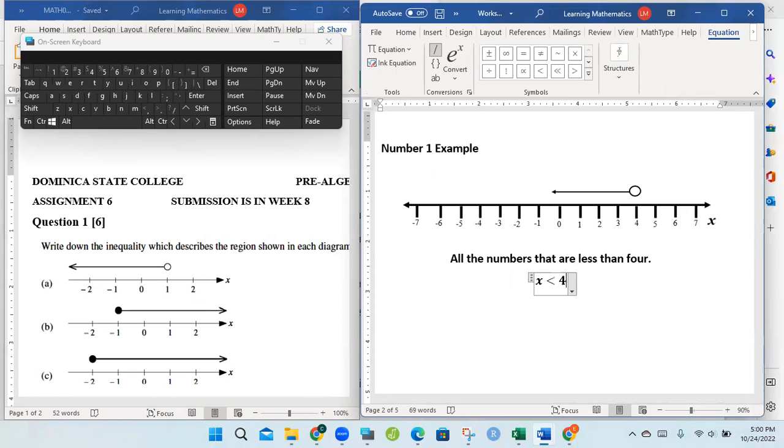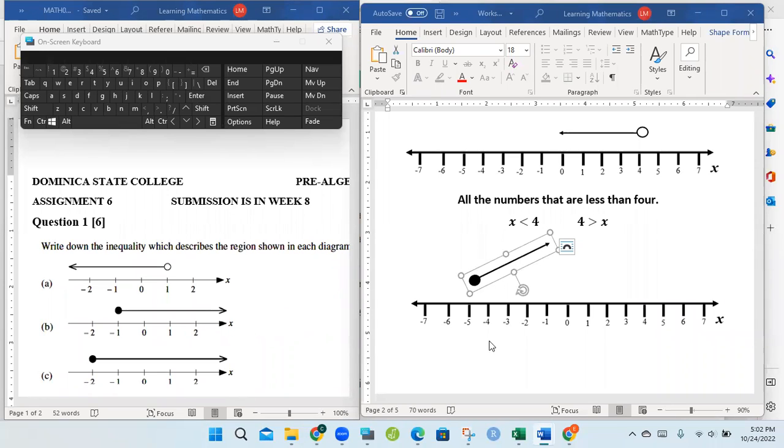And there's another way to write this very same notation. All the numbers that are less than 4. So this and that are the same. I would encourage you to practice doing that. Those two notations are communicating the same information. X is less than 4. All the numbers that are less than 4. Practice reading from right to left in mathematics. It is possible.